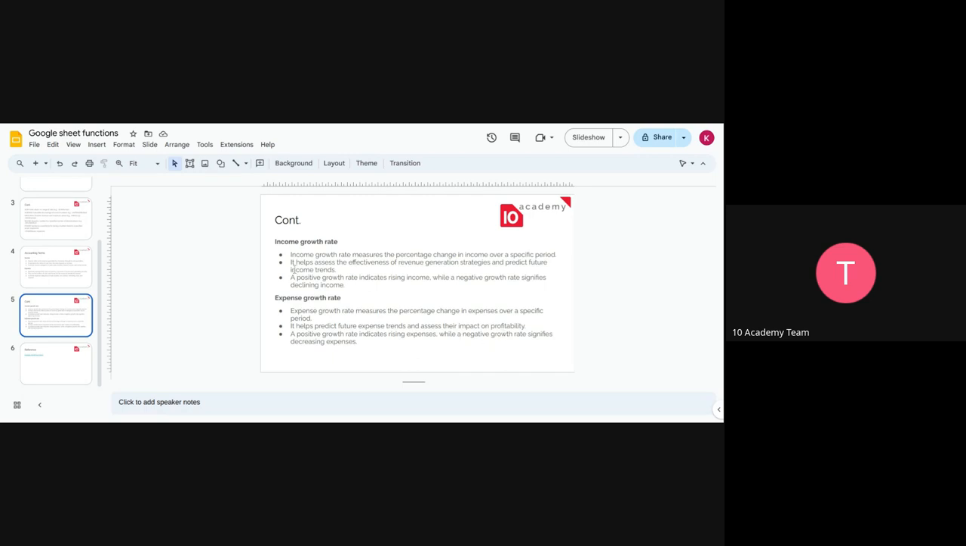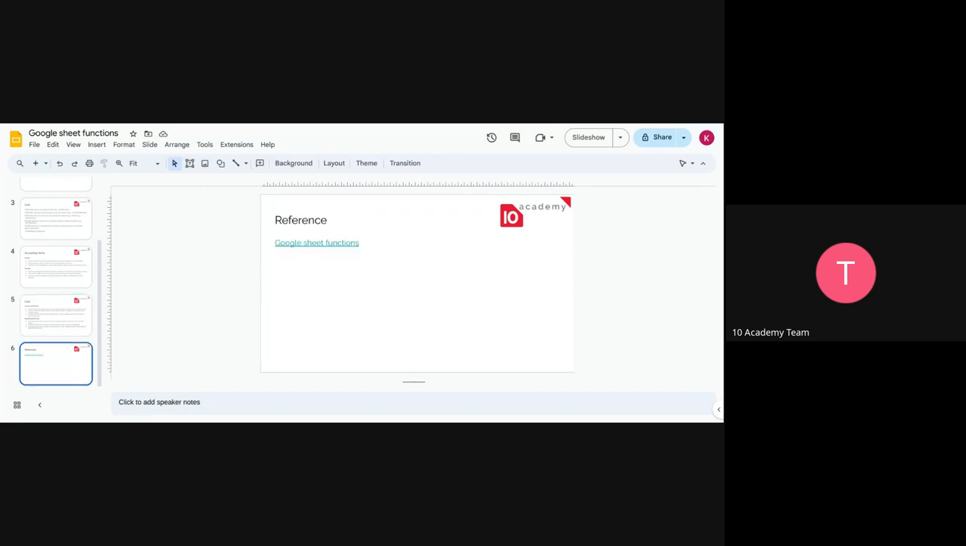This helps us to predict future trends and their impact on profitability, for the expense and for the income. It shows how effective our strategies are in generating income and predicting future income trends. So we can use these two growth rates for these purposes. I have also included this reference, which I think is also found in the challenge documents. This reference holds all the functions that are found in Google Sheets.